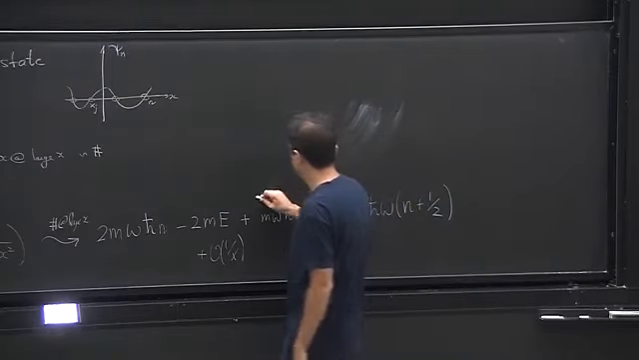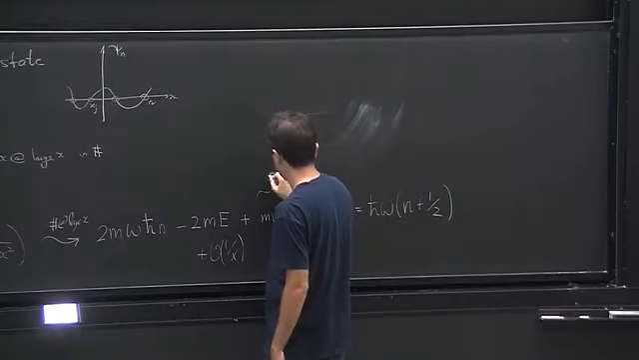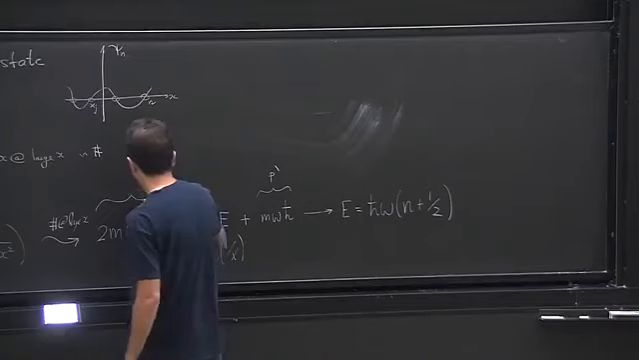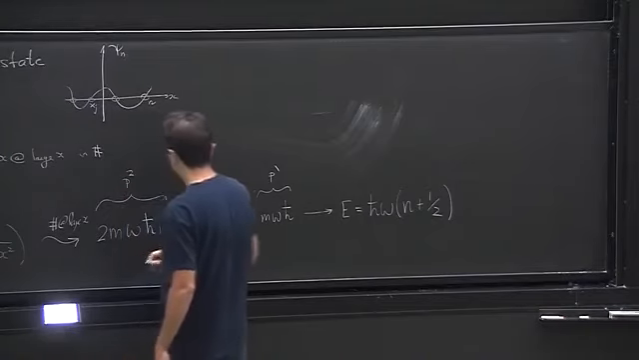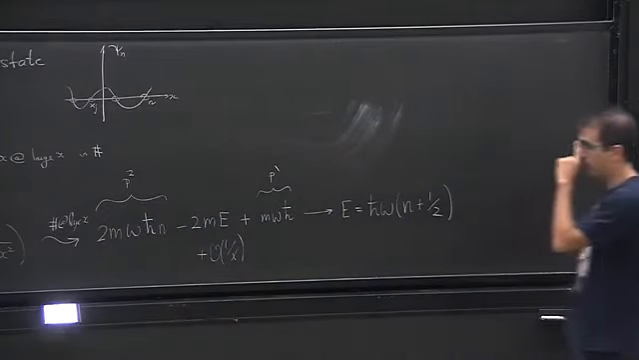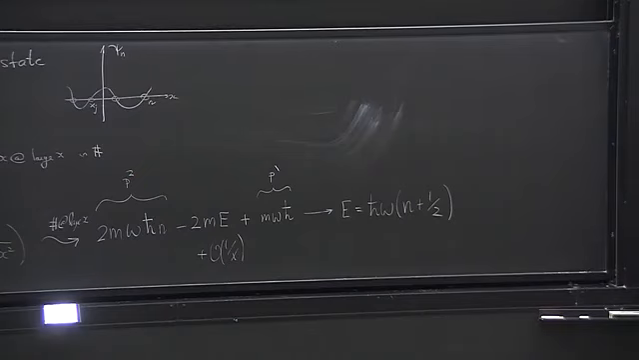So let me recall. This is from p prime, and this here is from p squared. Okay, any question here? I think this is the fastest way of getting this. But now let's see what else we could say about this problem.